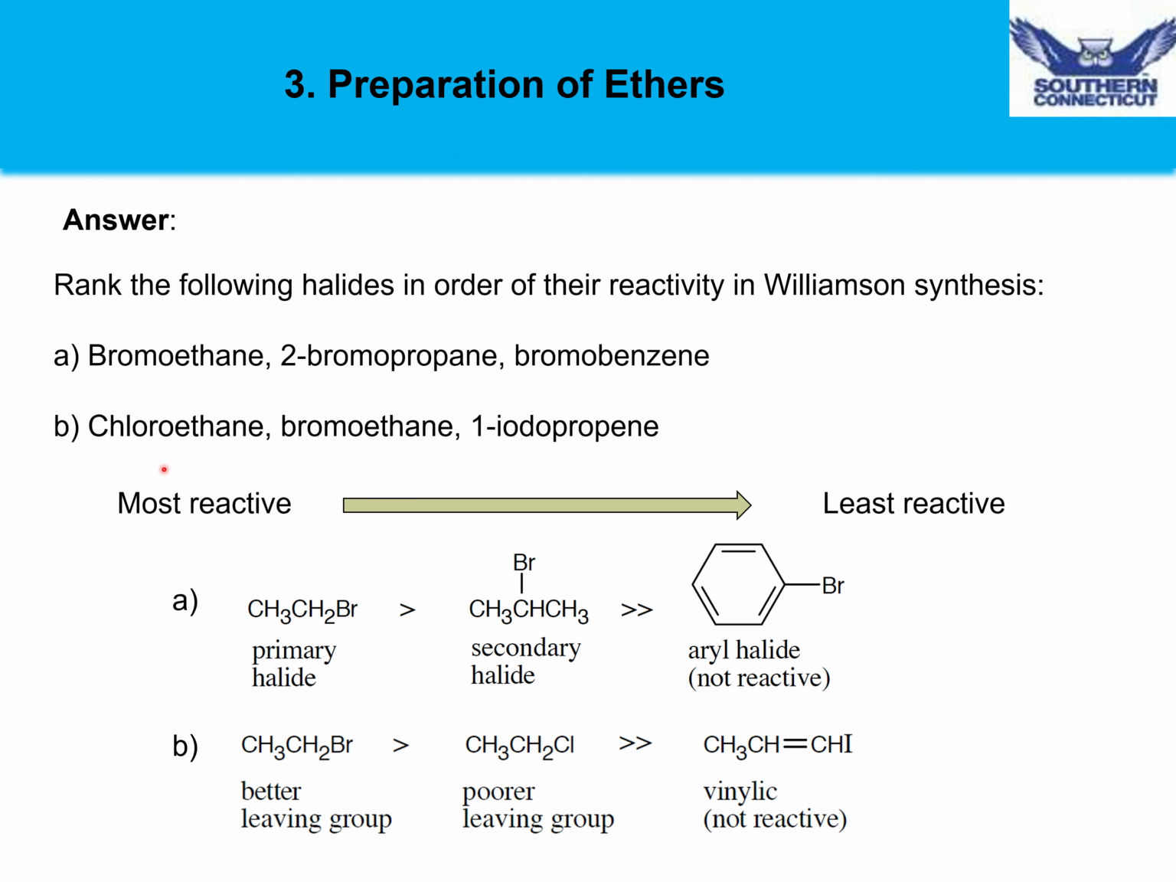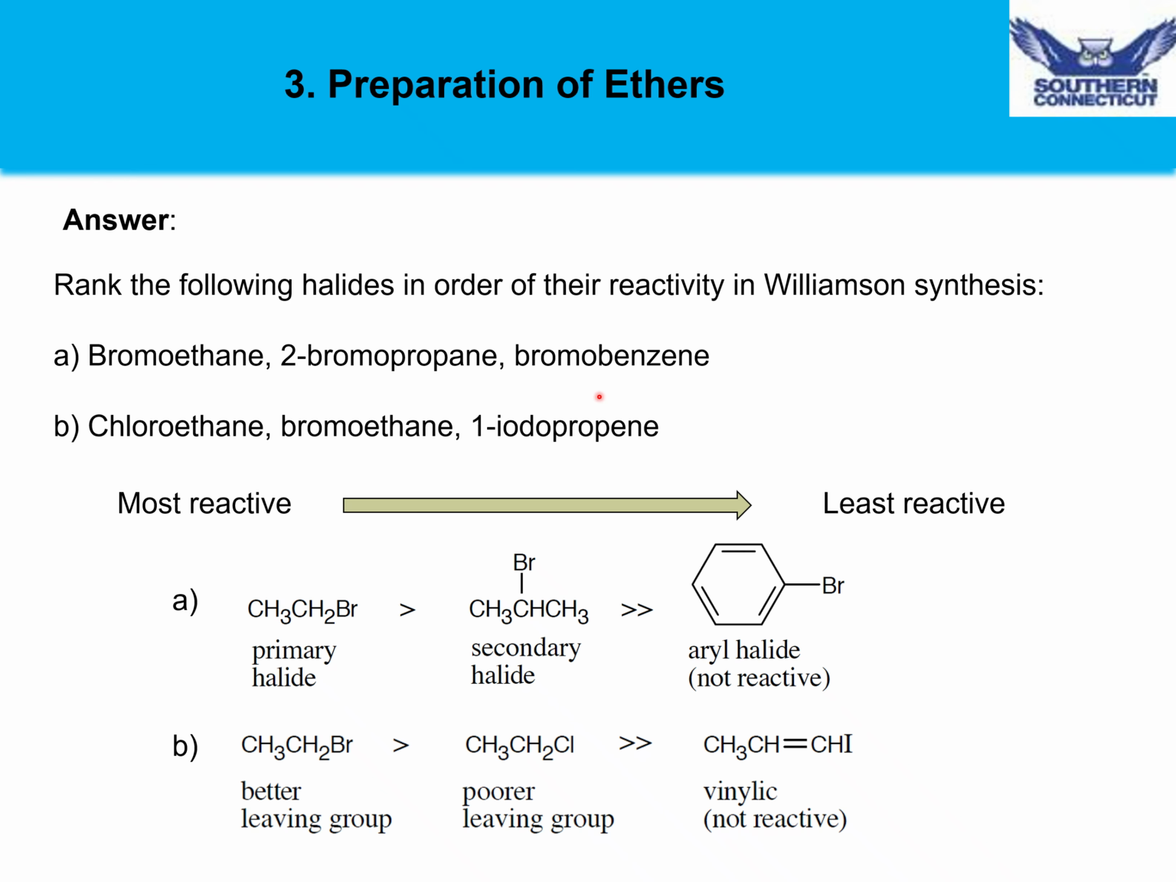In the next question, we have chloroethane, which is a primary alkyl halide, bromoethane, which is also a primary alkyl halide but has a better leaving group than chloroethane, and then 1-iodopropene, which is a compound that has a halogen attached directly to the double bond, so it's a vinyl alkyl halide. These are not good for the SN2 reaction.